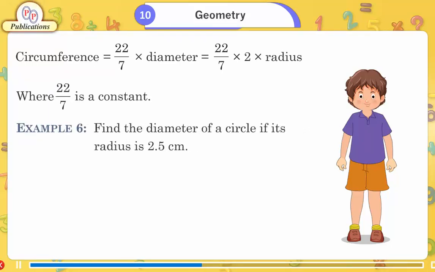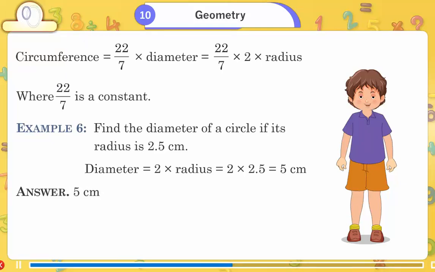Example 6. Find the diameter of a circle if its radius is 2.5 centimeters. Diameter is equal to 2 times radius is equal to 2 multiplied by 2.5 is equal to 5 centimeters. Answer: 5 cm.